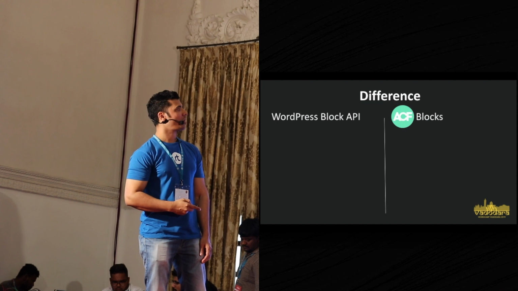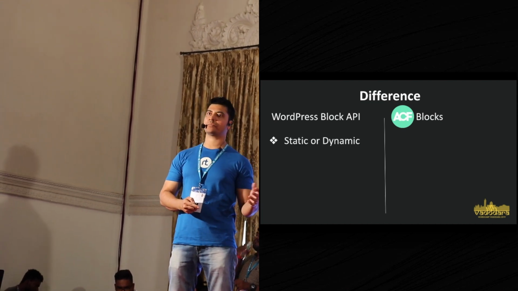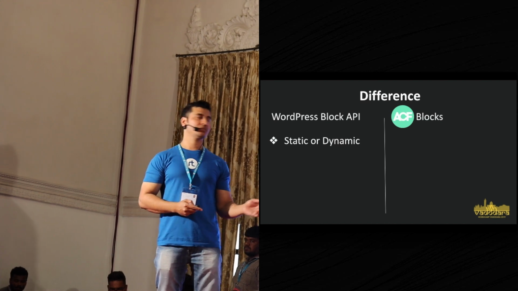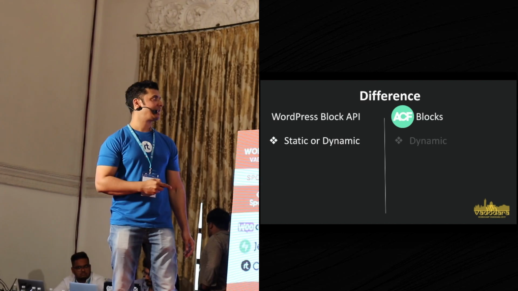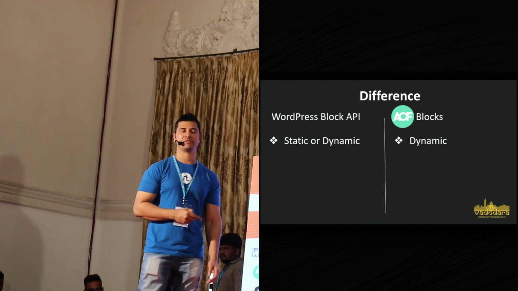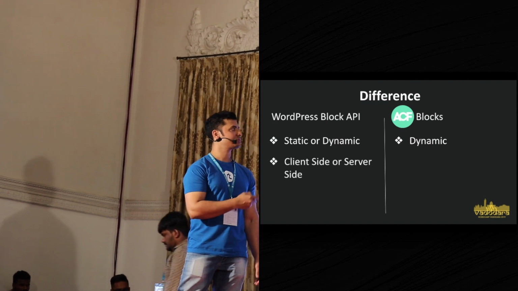With the WordPress block API, you can make static or dynamic blocks. Static means the ones you make with JavaScript. Dynamic means the ones which are rendered server side. And with ACF blocks, you have dynamic blocks only, so it is taken care of with PHP. So you have client side or server side, and this is just server side.